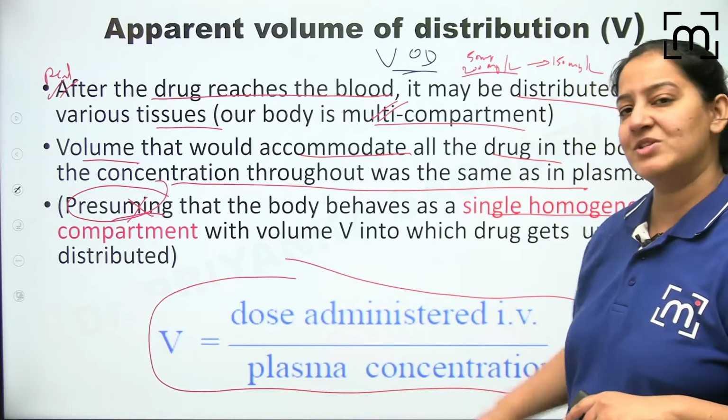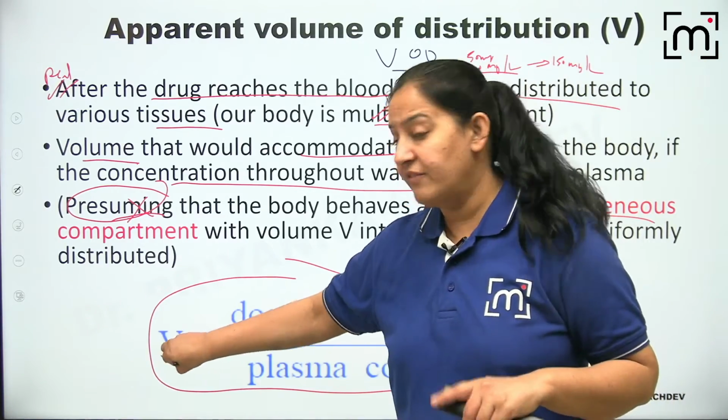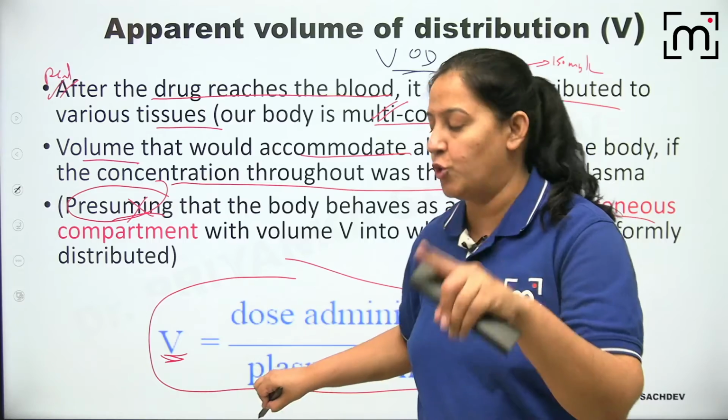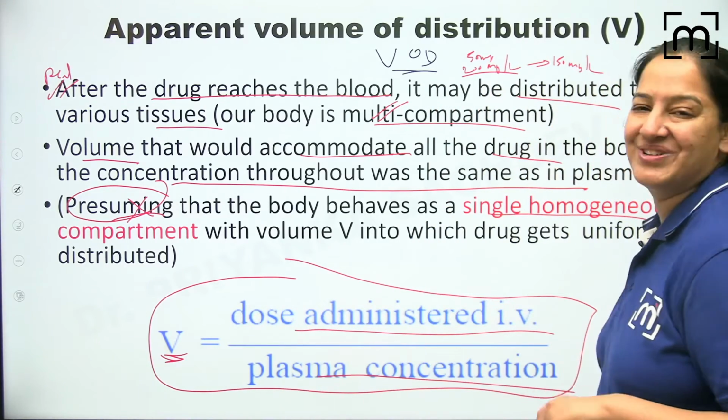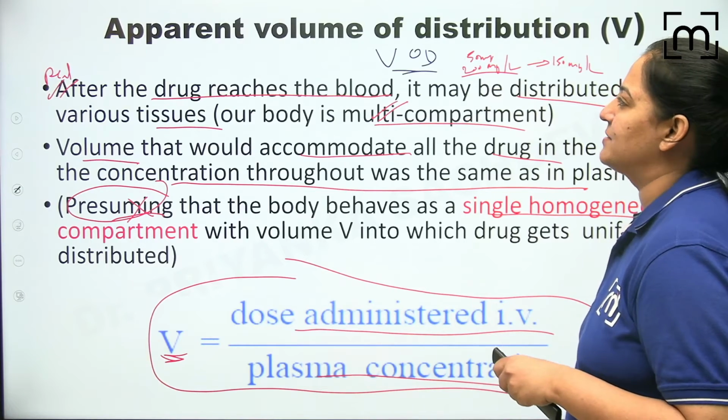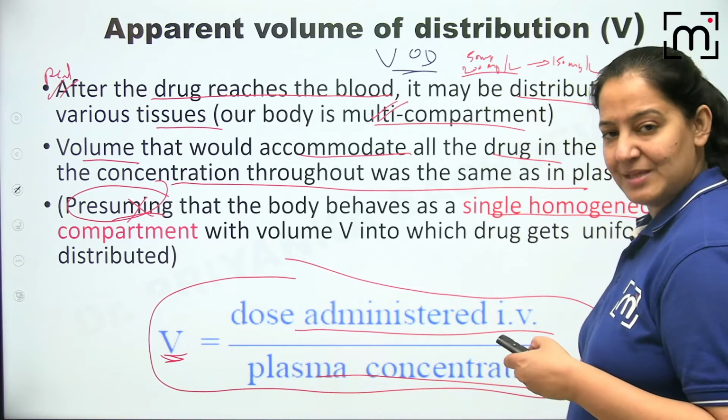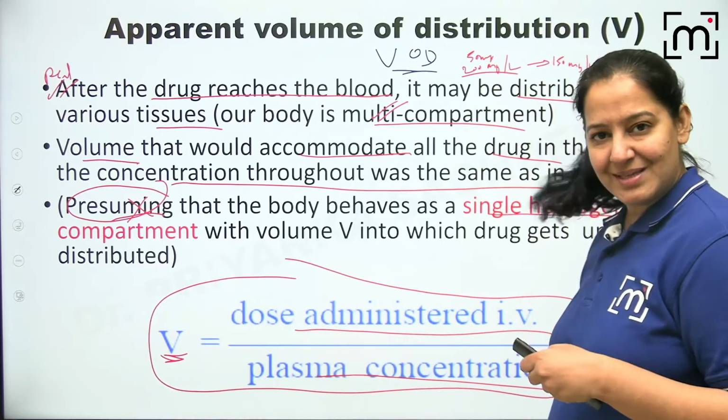What is the formula of volume of distribution? The volume of distribution, which is not real, which is apparent, which is pseudo, right? It is the dose given IV upon plasma concentration. The dose given IV upon the plasma concentration. Everyone give me a thumbs up. Thumbs up means thumbs up, right? Did you enjoy it? Did you understand?